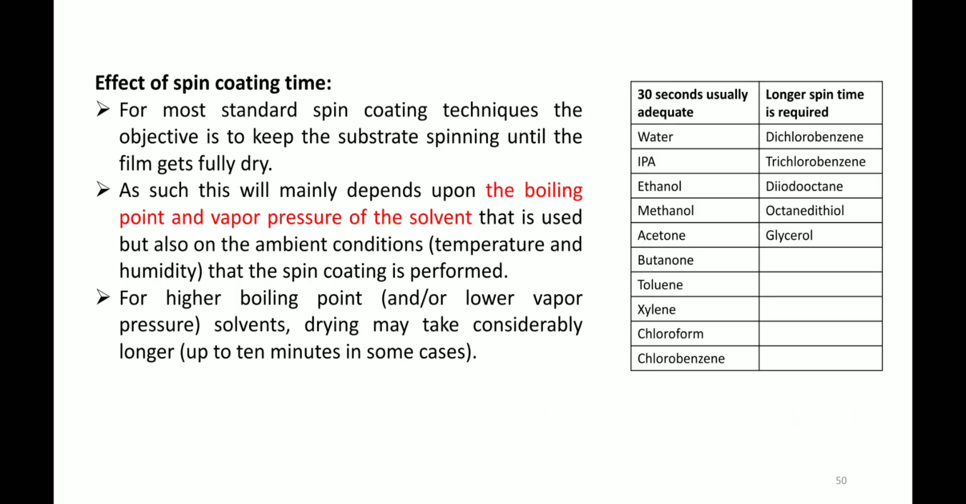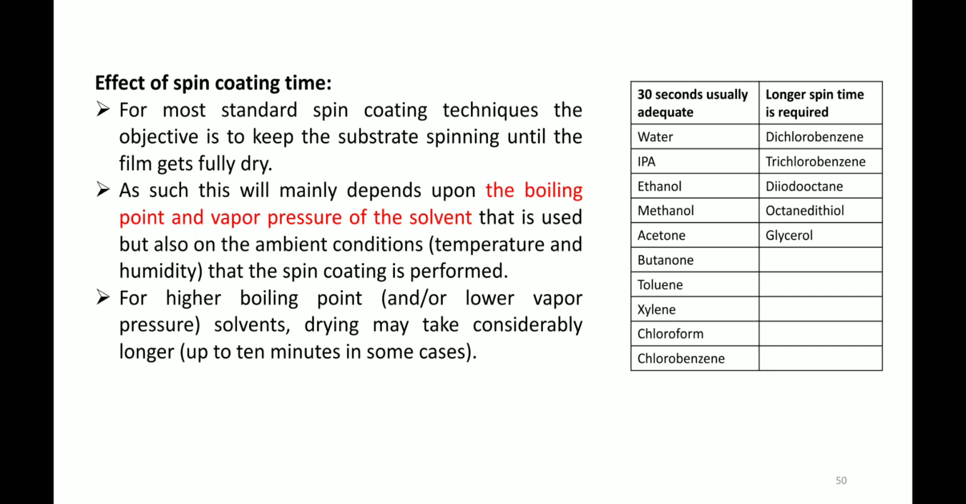As I said, there is also an effect of spin coating time. You have to decide this time depending upon which type of solvent you are using. For most standard spin coating techniques, the objective is to keep the substrate spinning until the film gets fully dry. The requirement is that when the rpm stops and the deposition of the thin film by spin coating stops, what we should get is a dry film. We should not get a film which still has a lot of liquid in it. This mainly depends upon the boiling point and vapor pressure of the solvent.